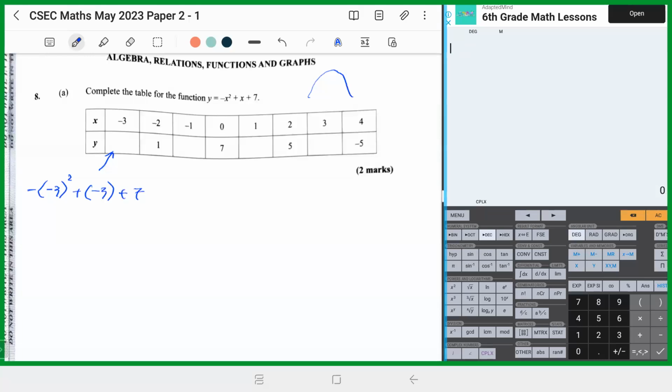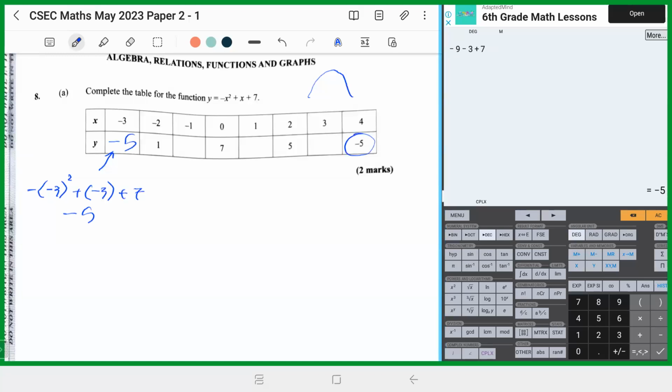So it's minus the (-3) squared, which inside is 9, so minus 9. Then you're subtracting 3 again, and then you're adding 7. That is -5. So this is -5, and this matches the -5 on the other side.